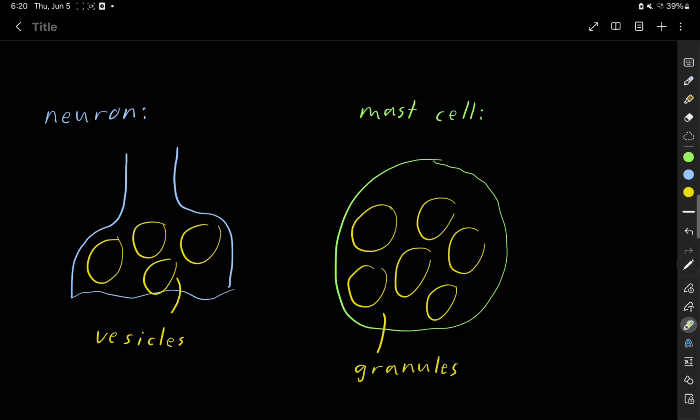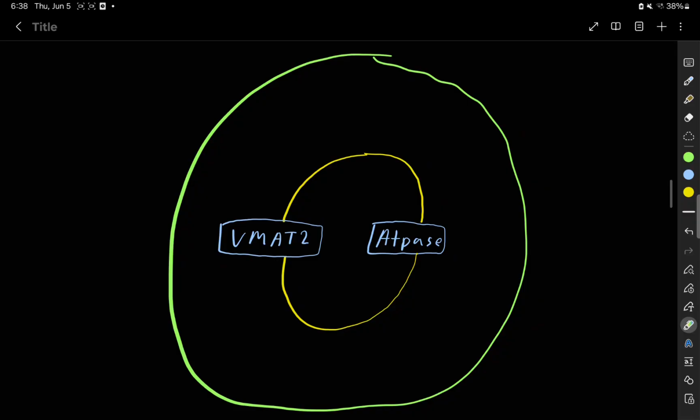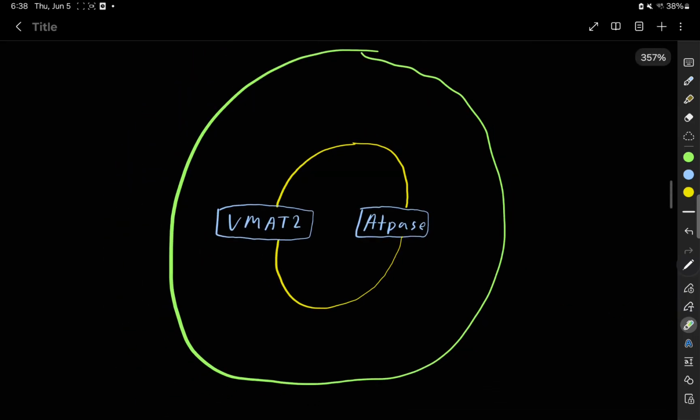And in order to store histamine, in order to pump histamine into these vesicles or into these granules, we have a couple of enzymes to help us out. Let's take a look at what these enzymes are and how they work. So this is a zoomed in picture of your mast cell. And as you can see inside your mast cell, you have a granule. Now usually you have multiple granules, but for the sake of clarity, I've only drawn one granule here. And you can see in the membrane of our granule, we have two enzymes. You have ATPase and you have VMAT2. And these two enzymes work hard to help pump histamine into your granule.